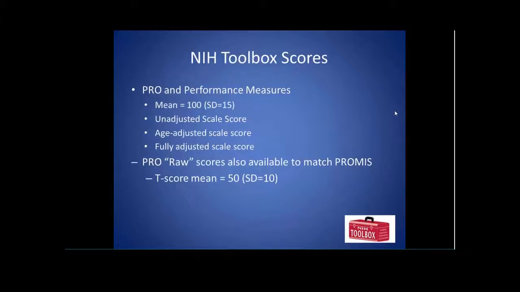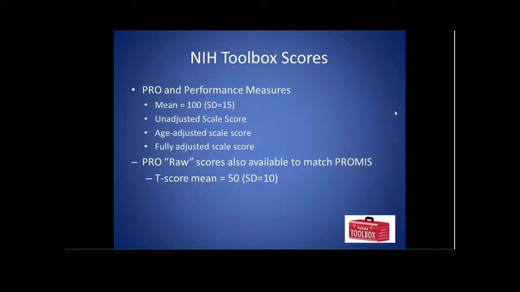The NIH Toolbox scores are available for the PRO and performance measures. The mean is 50 with a standard deviation of 15. And there are a variety of different scores that you can utilize based on your purpose. This includes an unadjusted scale score, an age-adjusted scale score, and a fully adjusted scale score, which is adjusted for age and other demographic characteristics.